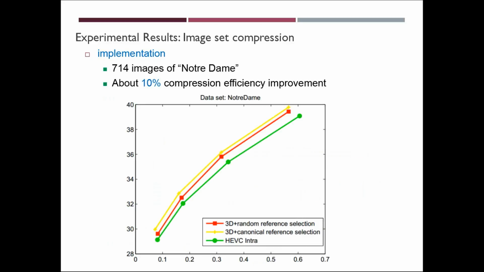We test them on the dataset Notre Dame. It contains 714 images, and from this curve, we can see that with canonical image selection, there is about 10% compression efficiency improvement over the random reference selection. This is a very good proof that the canonical image selection method we designed is very efficient.